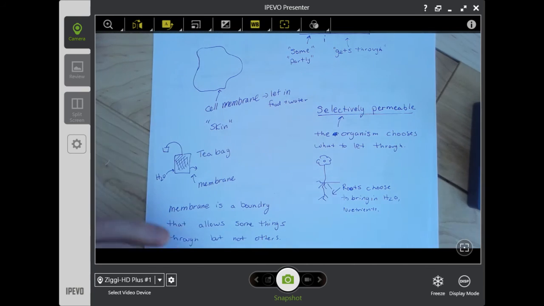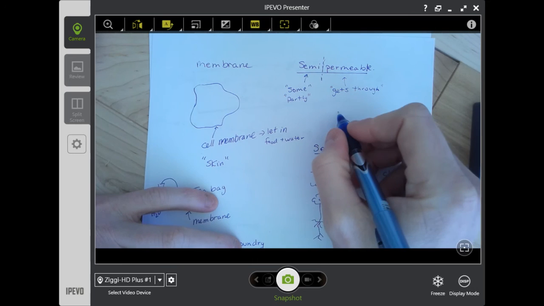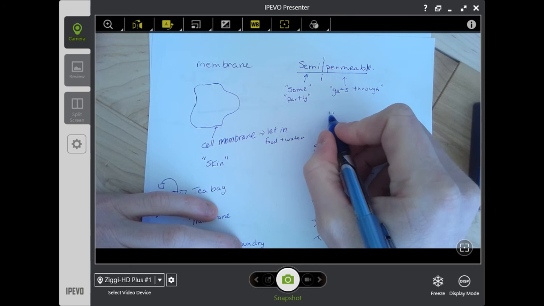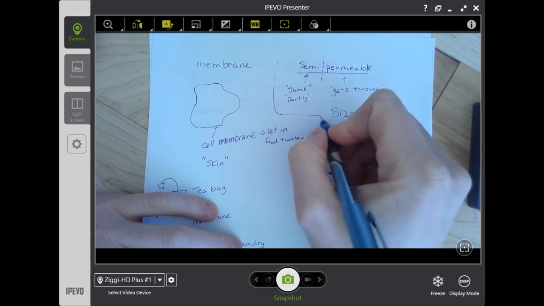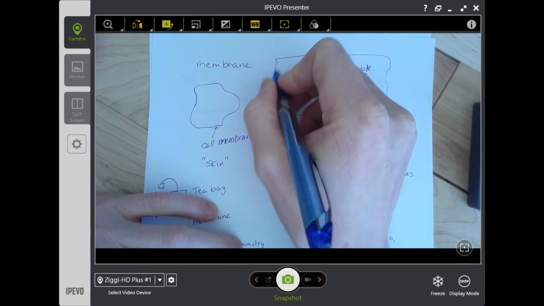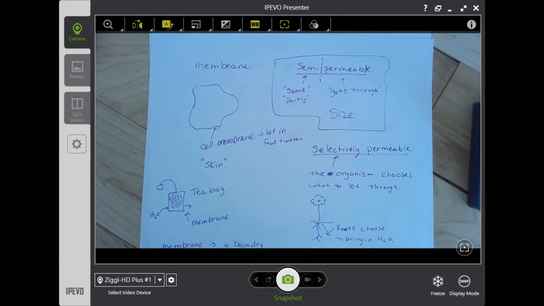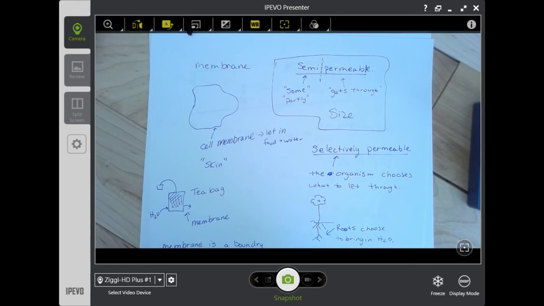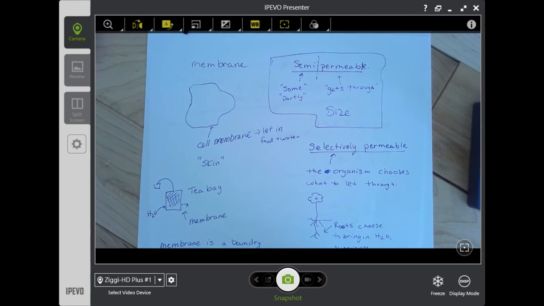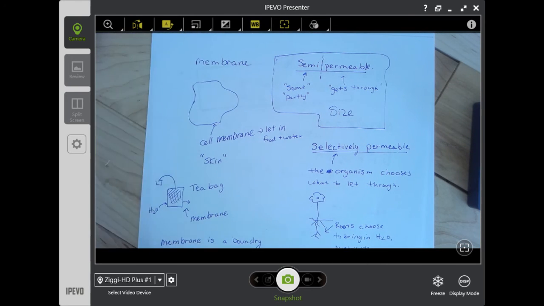Okay, and another distinction here, semi-permeable usually has to do with size. Okay, has to do with the size of the object. So here, the rock particles are too big to get through. Water would go through easily. Okay, selectively permeable, size doesn't matter so much.